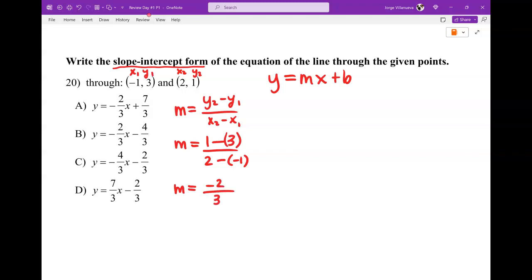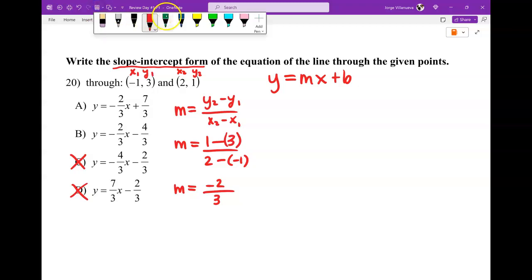So right now I'm just kind of looking. This one can't be an answer and that one can't be an answer, right? Because my slope is negative 2/3. So only A or B are possible answers. Now I got to figure out my b value. So the way I do that is I'm going to use my slope and one of those points in that equation that I wrote up there.